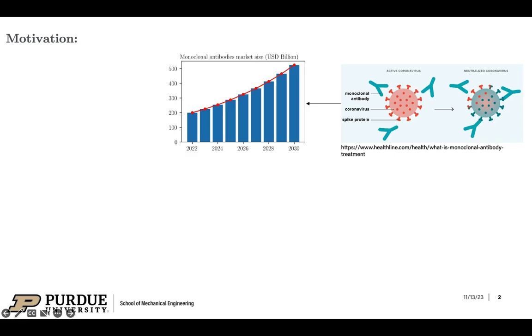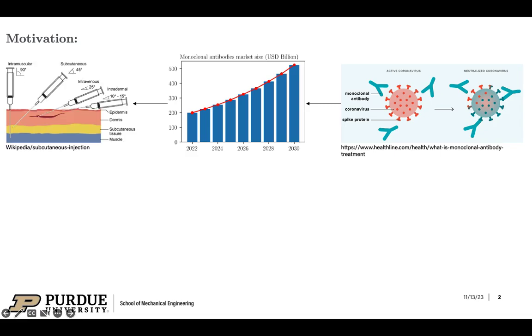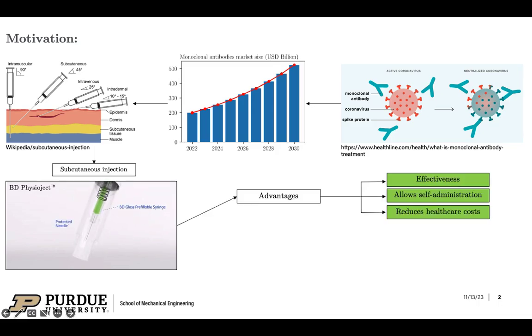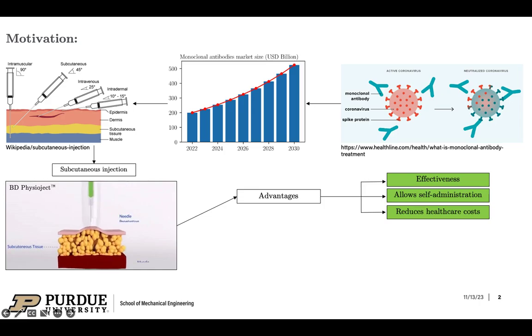Monoclonal antibodies are large molecule drugs that require parenteral administration. This is intramuscular, intravenous, or subcutaneous injection. Subcutaneous injection is preferred by patients and caregivers because it allows for self-administration through handheld autoinjector devices like the one shown in the animation. It is preferred because it's more effective. It allows self-administration, and also it reduces drug delivery related healthcare costs.